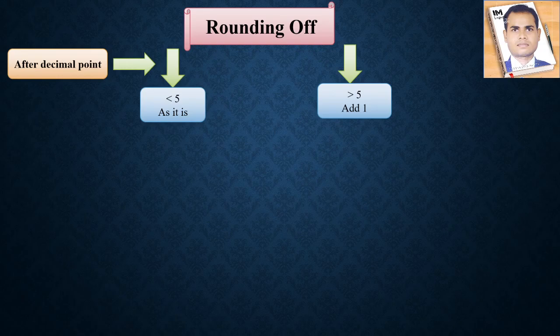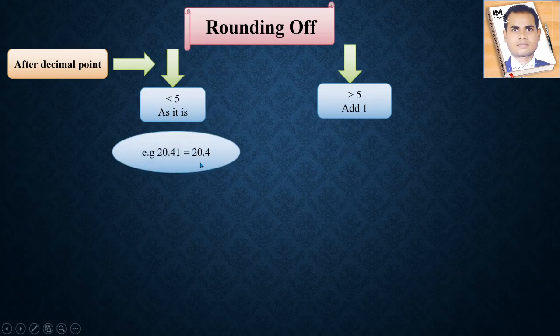For example, we have to see here, an example is given: 20.41. In this number, after the decimal point, the second number is 1 and this is less than 5. So what can we write as the answer? As it is will be there. How? So 20.4, that is the answer. So you can see here, we write the number as it is into the answer.